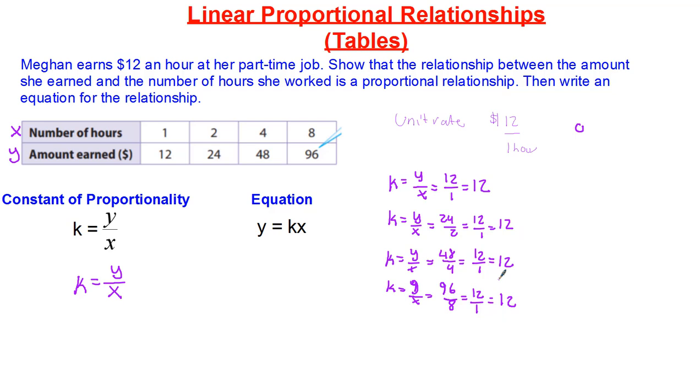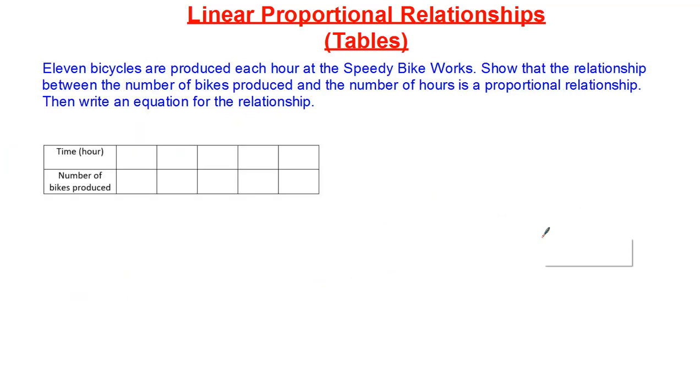So that means that this table is proportional. So now that I know my k value, k is 12 for all of these, so my equation is y equals 12x. All I'm doing is I'm replacing k with 12 because k is my constant of proportionality. All right? So let's go ahead and try another example.